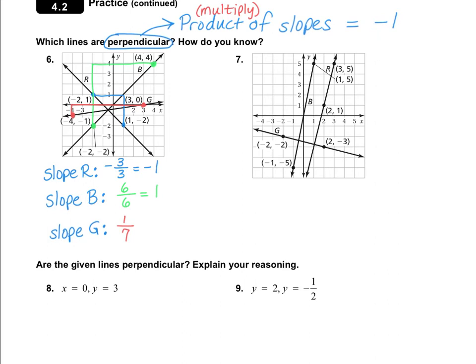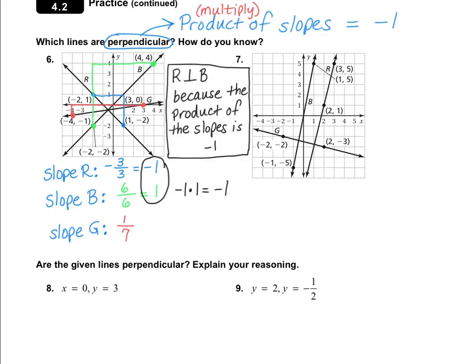If we took the two slopes of -1 and +1 and multiplied them together, -1 multiplied by +1 equals -1. That means the product of the slopes of those two lines is -1. So our answer is that R is perpendicular to B because the product of the slopes is -1. Remember that this symbol here means perpendicular, so you can use this symbol if you want to instead of writing it all out. Let's take a look at number 7.